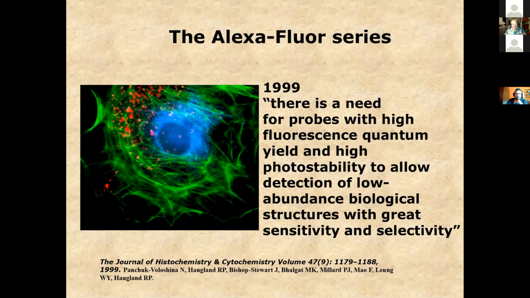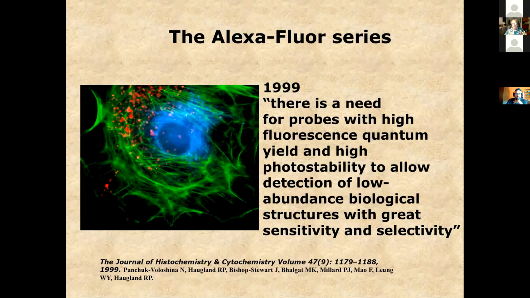An interesting series of probes they made, which has become very important, is the Alexa Fluor series. In 1999, they published this paper describing these probes, saying that there was a need for probes with high quantum yields and high photostability. That was because people were really starting to do microscopy. And fluorescein, which was a common probe, would bleach so readily. It was so non-photostable that they needed other probes.